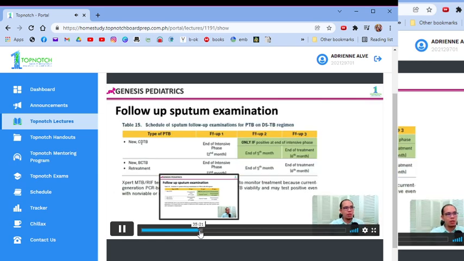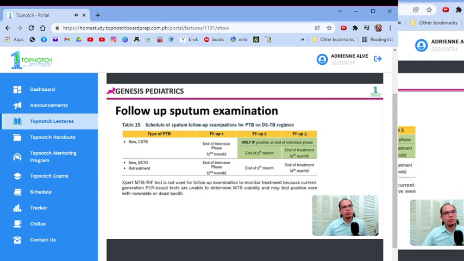For clinically diagnosed TB, repeat your sputum examination, okay, on the end of intensive phase on the 2nd month.